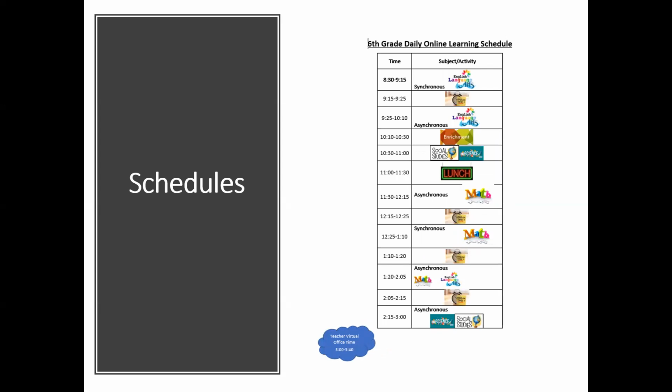Here's another example of a daily schedule. In our upper grades, you'll notice that the daily schedule bounces from synchronous to asynchronous, depending on the time of day. For our sixth grade students, the morning starts out with a synchronous live session with their teacher in ELA. Throughout the day, they have asynchronous sessions where they'll be working on activities and assignments provided by their teacher, and additional synchronous sessions in other areas such as math, science, social studies.